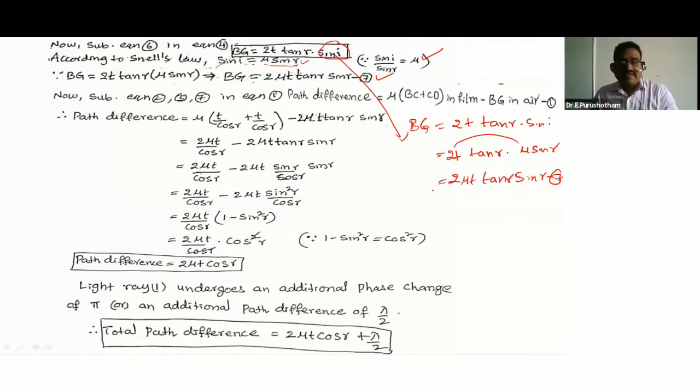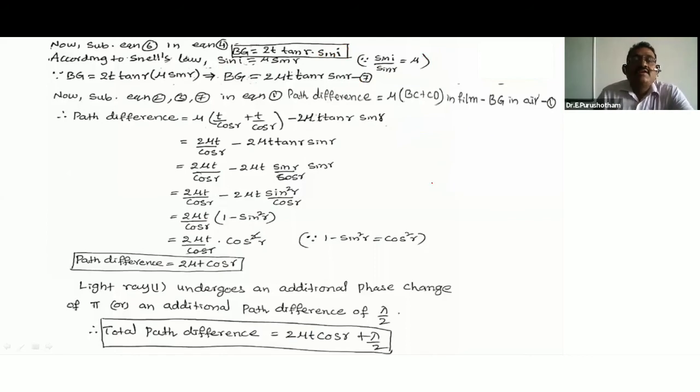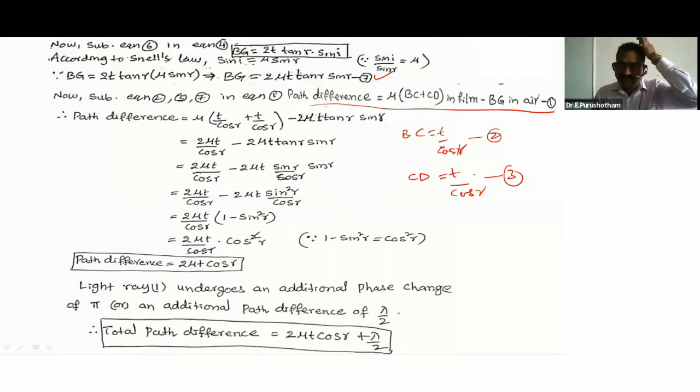Now substituting equations 2, 3, 7 in equation 1. Equation 2, BC is equal to T by cos R. This is equation number 2. So CD is equal to T by cos R. This is equation number 3. So equation 7 you can observe here. These equations 2, 3, 7, we should substitute in equation 1. This is equation 1.